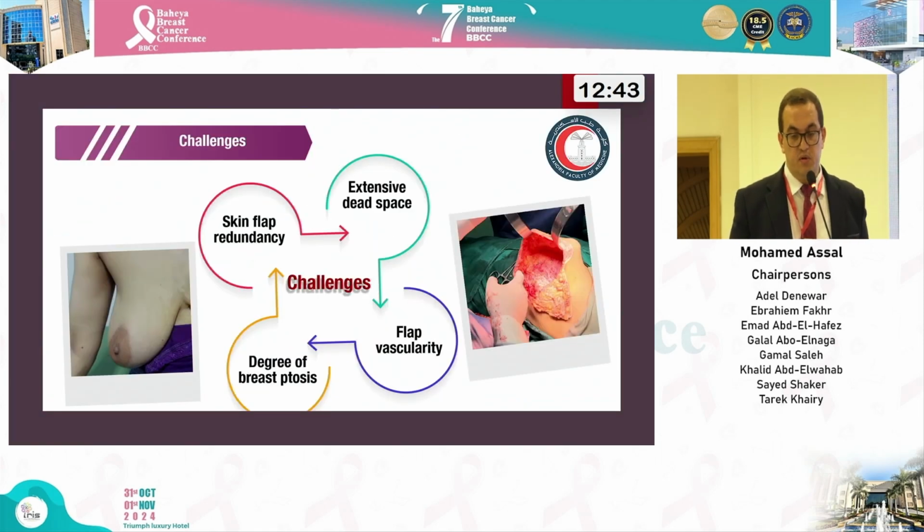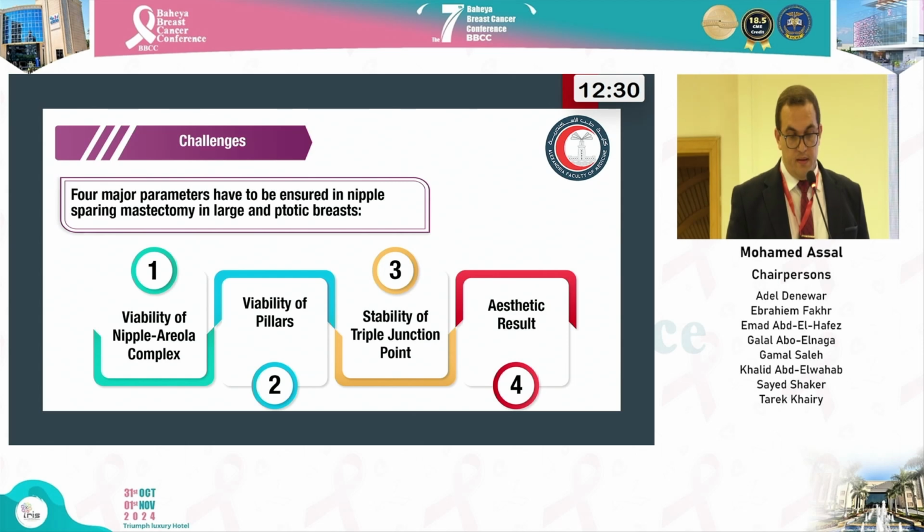The challenges that we face in cases of nipple sparing mastectomy in large ptotic breast, including redundancy of the skin flap and extensive dead space, vascularity of the flaps and the degree of the breast ptosis. Four major parameters have to be ensured in the nipple sparing mastectomy in the large ptotic breast, including number one, viability of the nipple areola complex, viability of the skin pillars, and stability of the T junction and good aesthetic outcome.